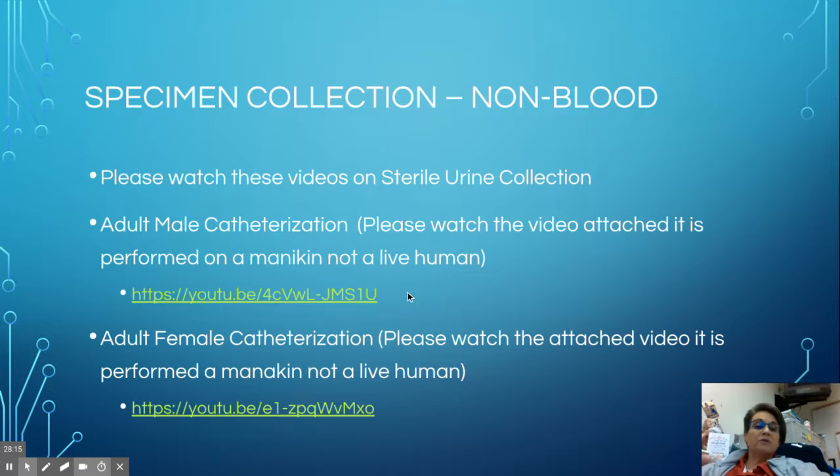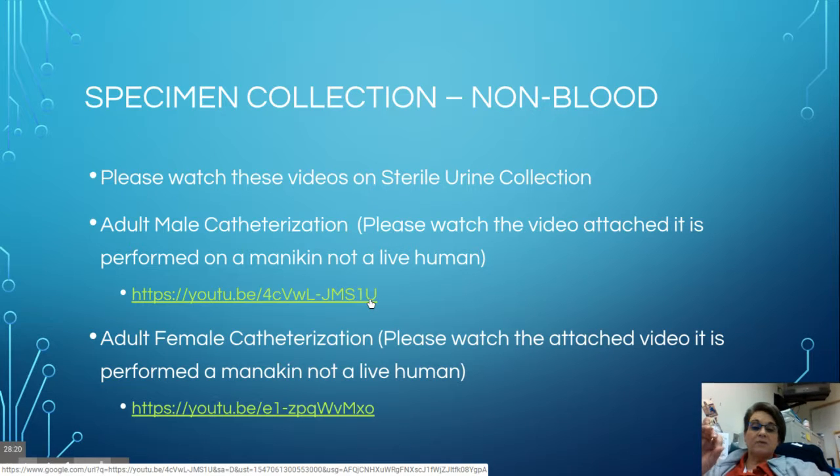So the first thing we're going to look at is a male. It is a male catheterization, and it's performed on a mannequin, not a live human, but it is the steps for completing an in and out cath on a male specimen. We'll look at how to do just a normal urinalysis as well, and then we're going to do an adult female. But we're going to watch this one first.